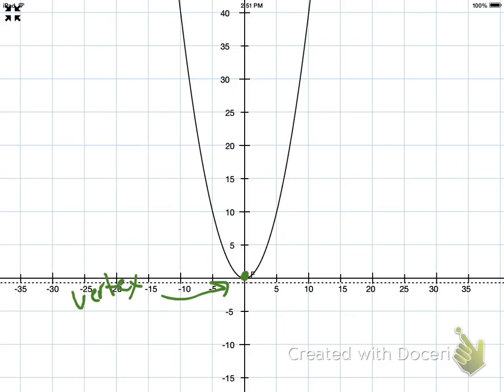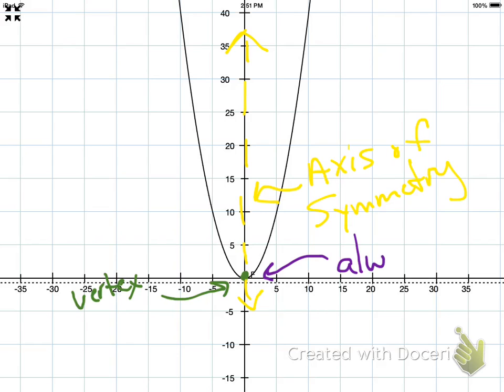The other thing we talked about is the axis of symmetry. Think about this parabola. You could fold it in half, and it would match up perfectly. So our line of symmetry is going through there. If you folded it on that line, this is the axis of symmetry. The axis of symmetry always goes through the vertex, because it's passing right through here.